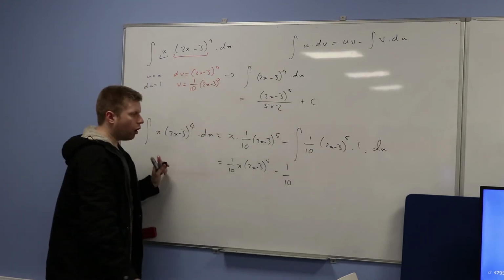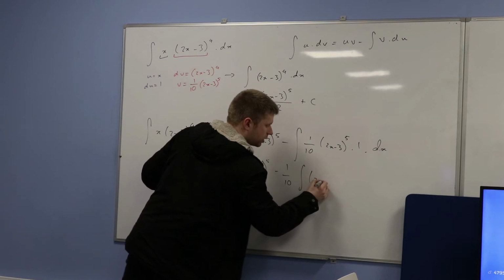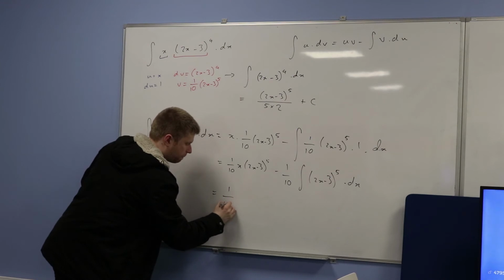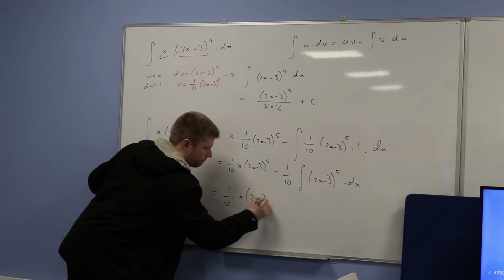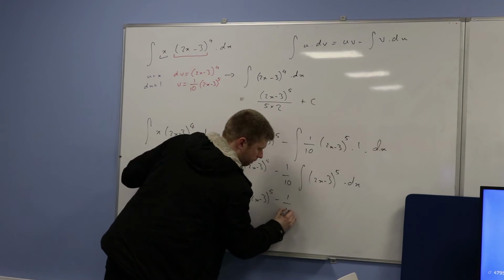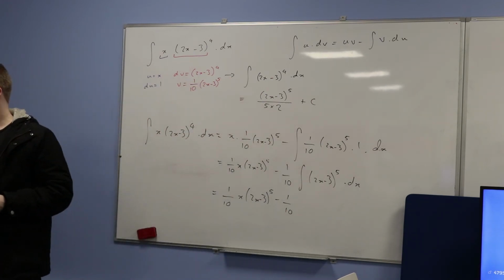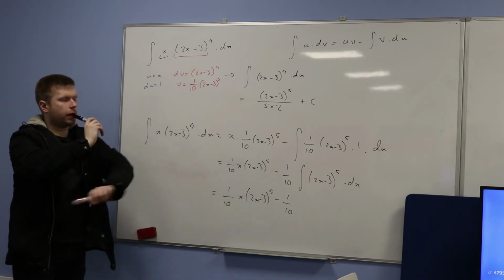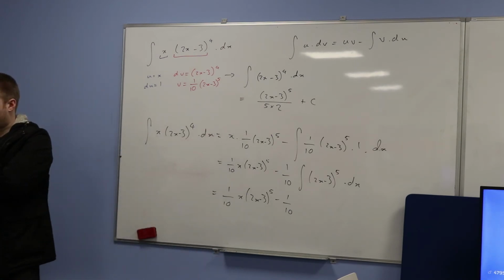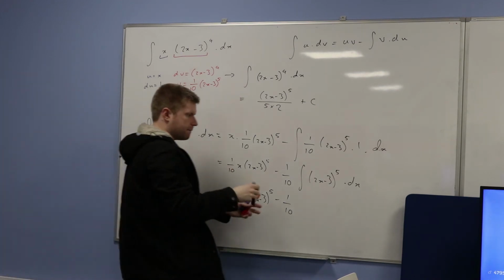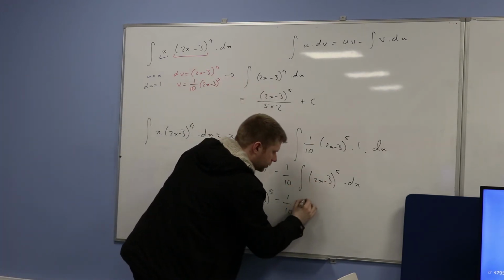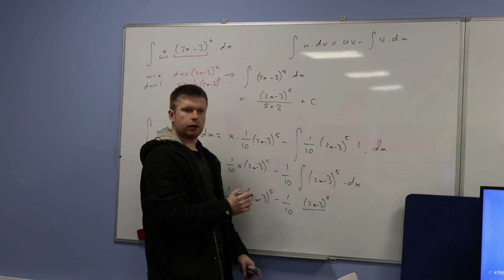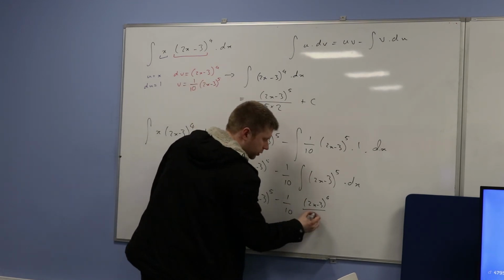What would the integral of (2x minus 3) all raised to the power 5 be? What would the integral of that thing be? Have a think about what we did up here. So we've got (2x minus 3) all raised to the power of 6. What are we going to divide by? Yeah, 6 multiplied by 2, which equals 12.